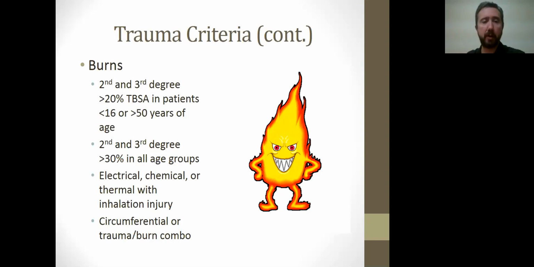Right now, we're currently using the Parkland burn formula as well, okay, where it's 4 times the total burn percent surface area and the patient's weight in kilograms. So also, we want to make sure that we're using that rate appropriately and utilizing that rate dependent on whether the patient received fluid resuscitation already. Okay, it's not just an automatic start over.